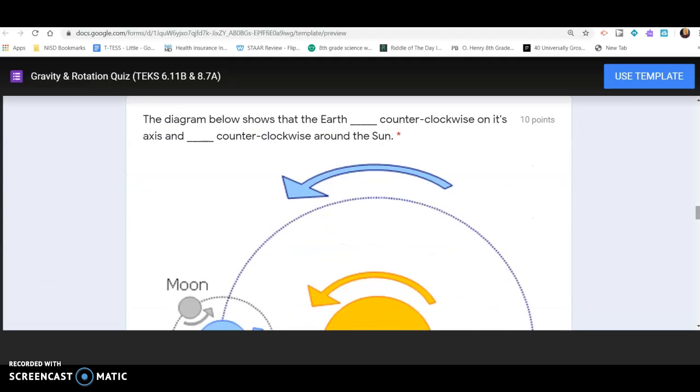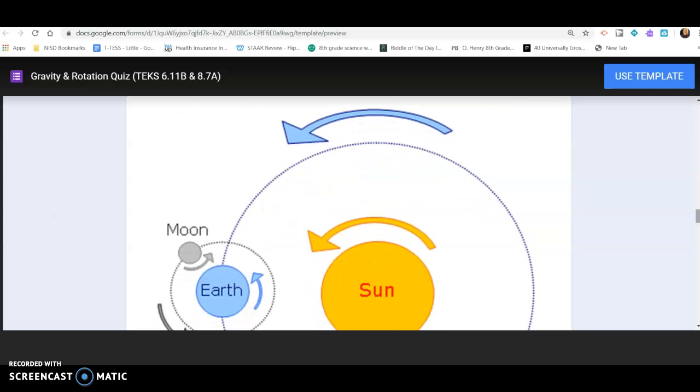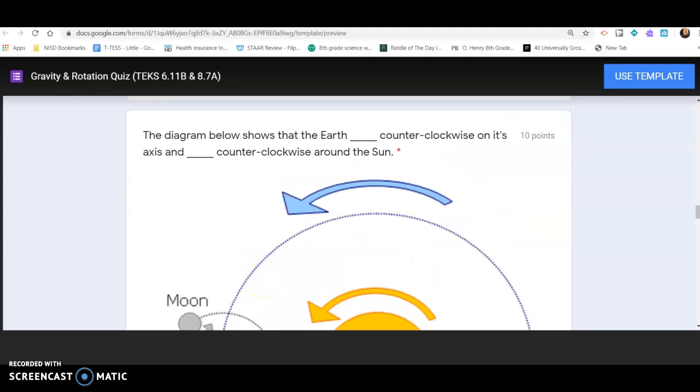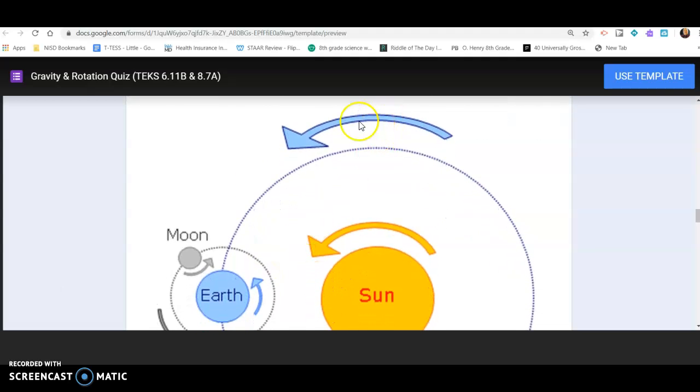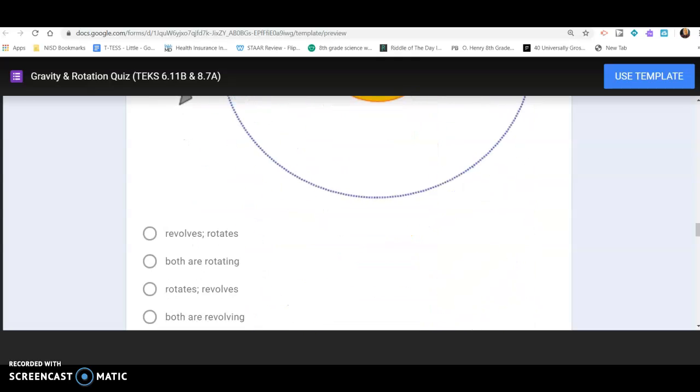Next question. The diagram below shows that the Earth blank counterclockwise on its axis, right here, and blank counterclockwise around the sun. Which terms are appropriate? Revolves and rotates? Both are rotating? Rotates, revolves? Or both are revolving?